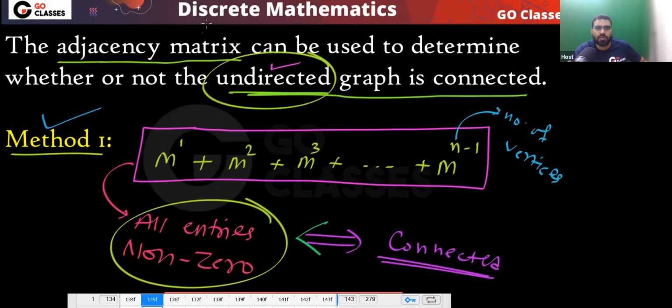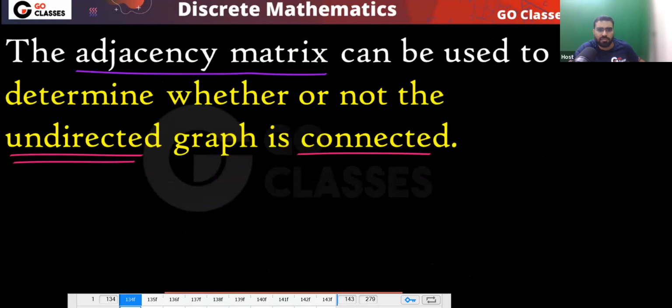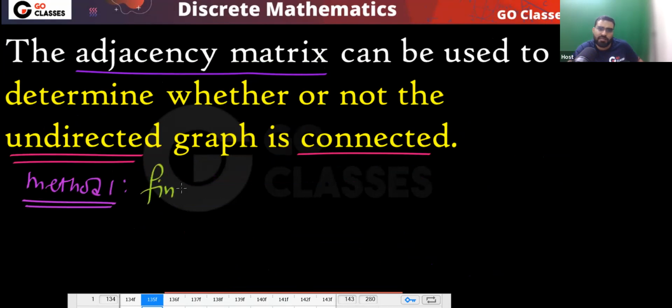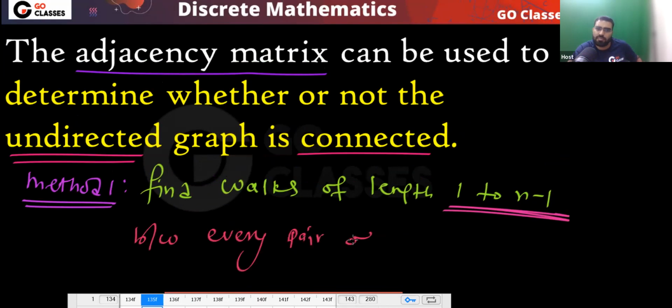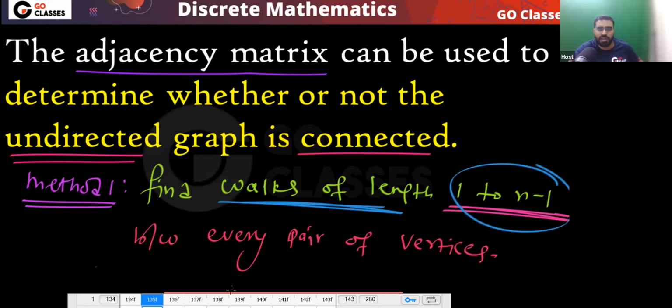So this is method number 1, very simple method. In method number 1, we just find the walks of length 1 to n minus 1 between every pair of vertices. This is what you do.